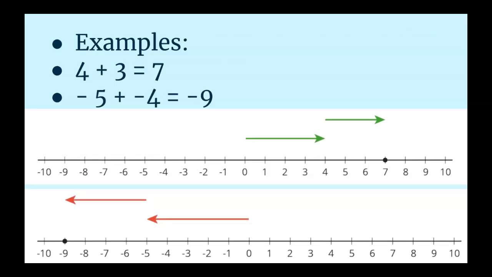So a couple examples, if we have +4 plus +3 shown on the green diagram, we get +7, they're both going in the same direction. We get -5 plus -4, we get -9. You can just add 5 plus 4, but keep your answer negative.